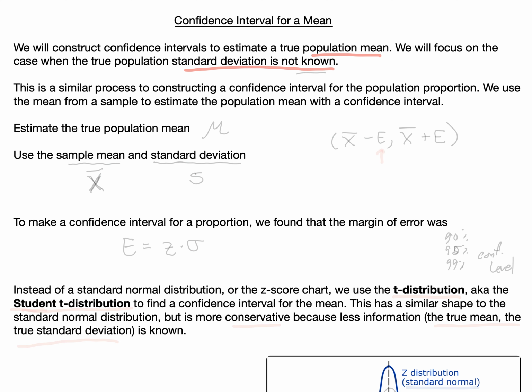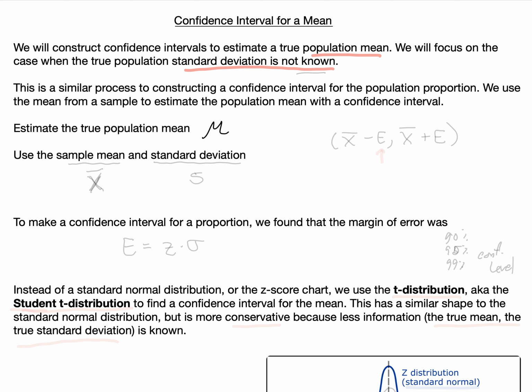And this is similar to the process for constructing a confidence interval for the population proportion, as we did in the previous videos. There we used the sample proportion to construct a confidence interval for the true population proportion. Here we're going to use the mean from a sample to estimate the true population mean with a confidence interval. So we want the true population mean. Remember, that's mu, the true population mean.